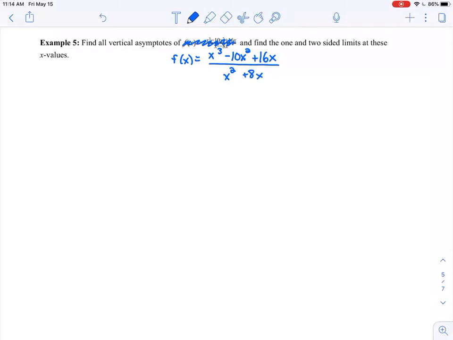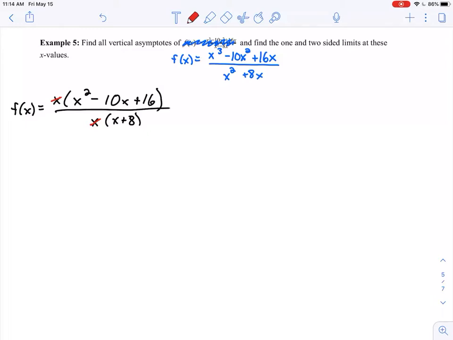So if you're looking for vertical asymptotes, my suggestion is always to factor. It's just going to make the rest of your work a lot easier. It's going to break it down into smaller, easier to manage pieces. So let's go ahead and factor this. F of x. I have a common factor of x in both my numerator and my denominator, so let's get rid of that. That'll leave me with x squared minus 10x plus 16 in my numerator. And then in my denominator, I'll have x times x plus 8.